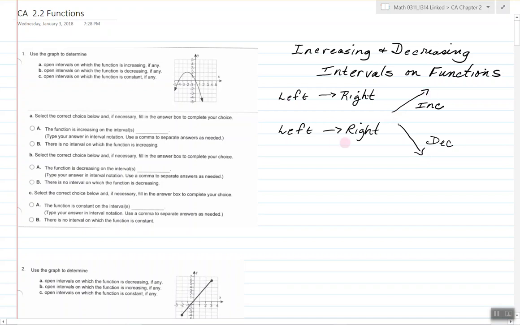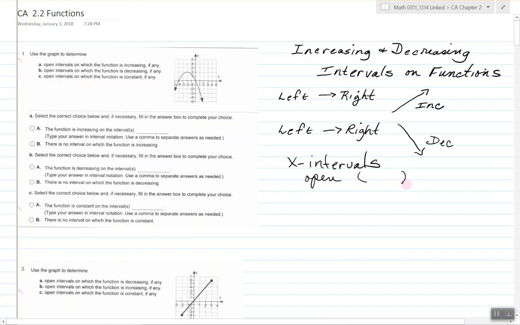And these intervals, remember, we're looking left to right, so they are all x intervals, meaning from what x to what x is it occurring. These will also be open intervals, so they will all have parentheses.